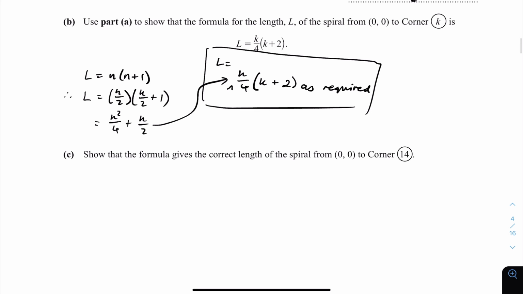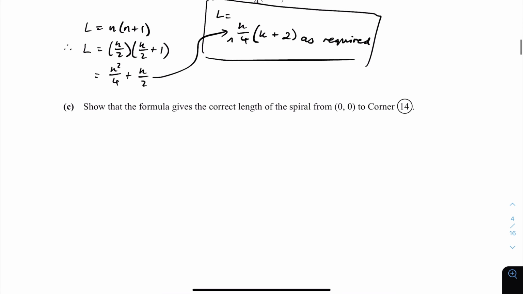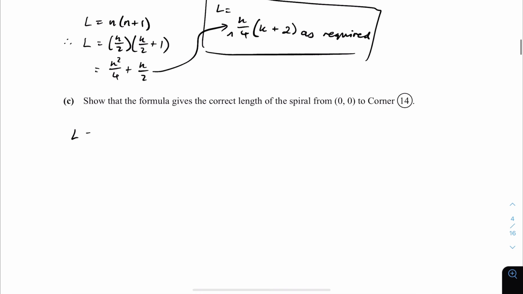Okay, so show that the formula gives the correct length of the spiral from 0, 0 to corner 14. This part is very easy. Just substitute 14 into the equation. So you get L is equal to 14 over 4 times 14 plus 2, which is equal to, so 14 over 4 is 3.5. So that would be 7 over 2 times 16, which is equal to 7 times 8, which is equal to 56.